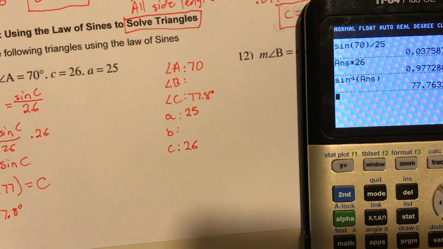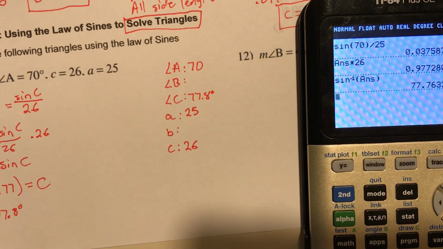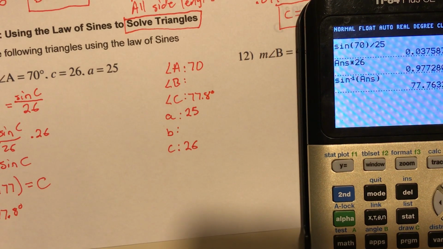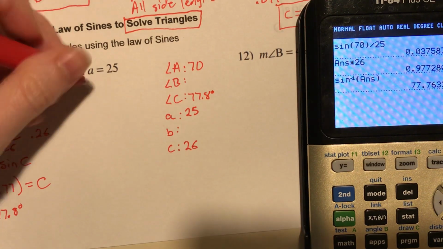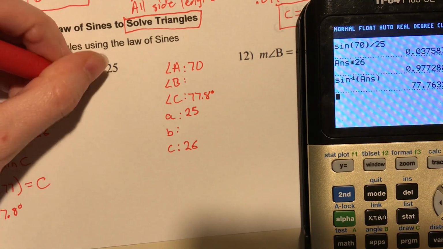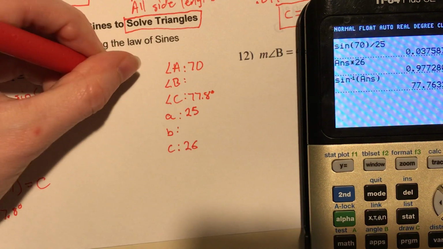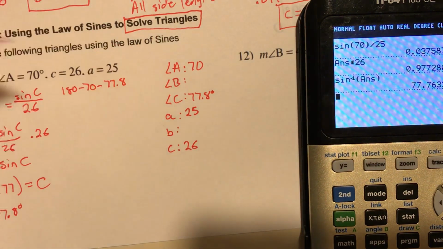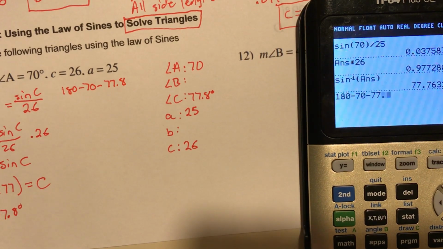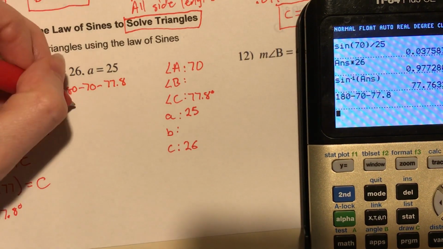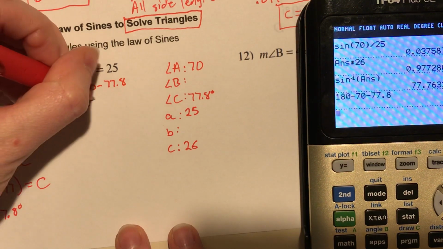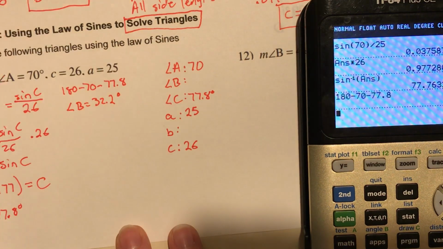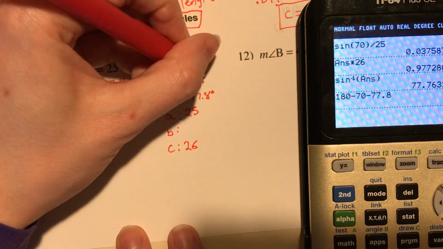Now I still don't have any of the information for side or angle B. But I know that the angles in a triangle add up to 180. So I can say 180 minus 70 minus 77.8 is equal to B, which gives me 32.2. So angle B is equal to 32.2 degrees. I can put that here, 32.2.